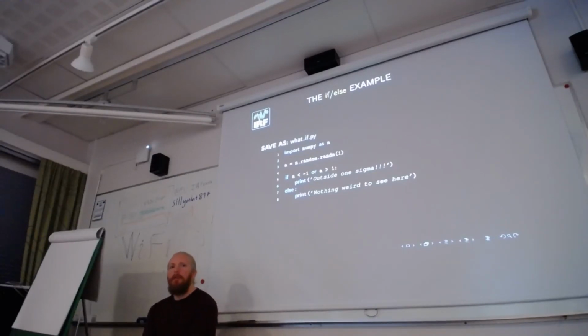Okay, so here you might have to spam run the code a few times to get both answers. Because, as you might see, it generates a random number, then it checks, is it outside ±1? If it is, it prints the line number 6. And if it's inside ±1, it says nothing weird to see here. So that's a regular old if statement. Any questions?